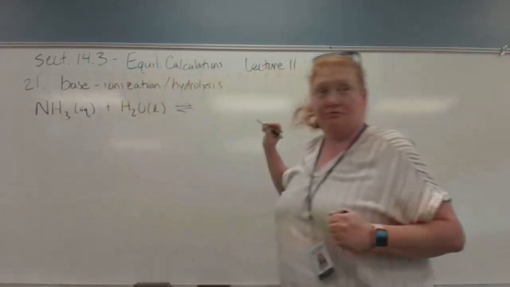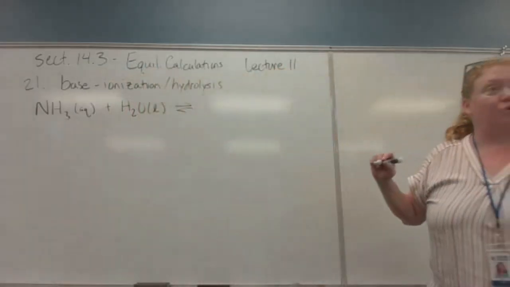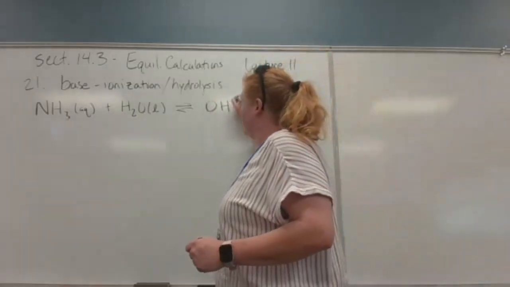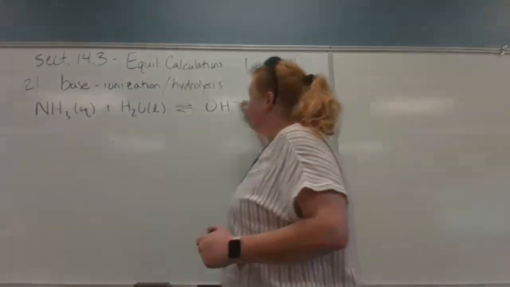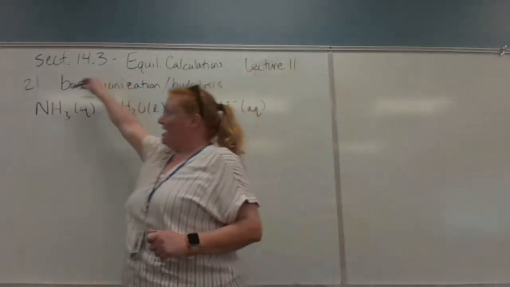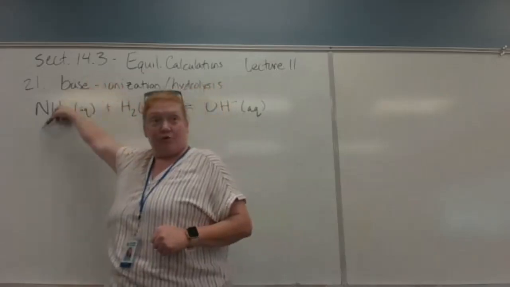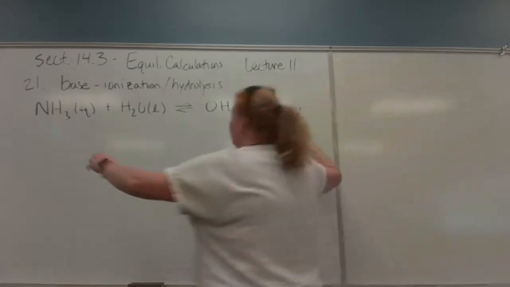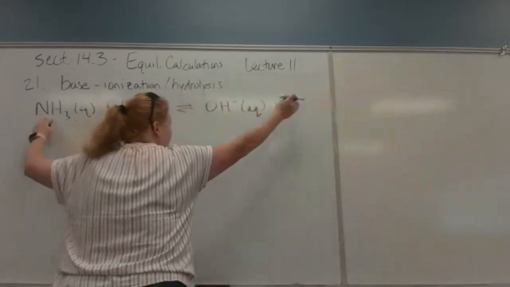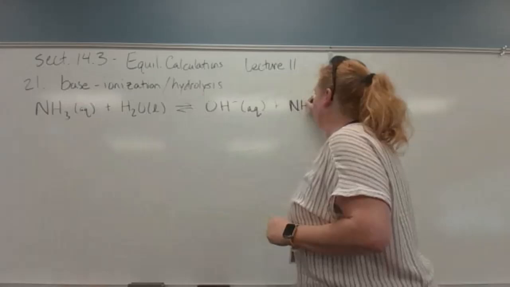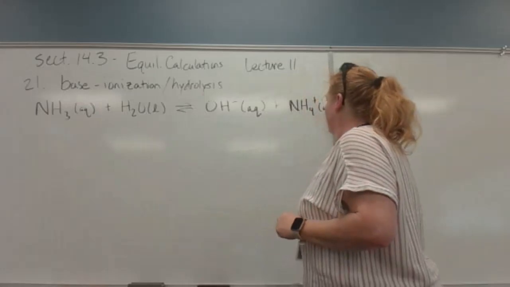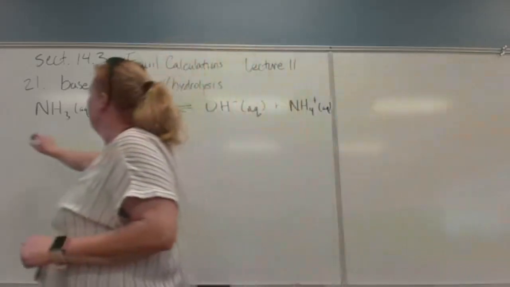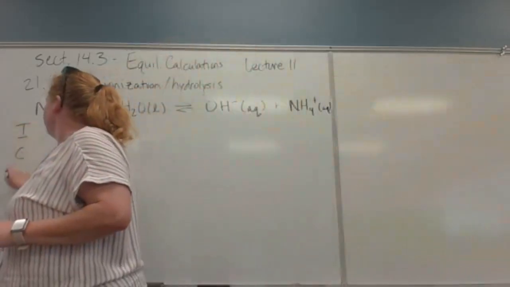These are the equilibria we're writing, which is the weak thing plus water makes, remember this is a base, what are we going to make? I know we're going to have a hydroxide ion, because the water is acting as the acid and it's donating a proton to the base. So what is the conjugate acid of NH3? NH4 plus. Very good. Ammonium and ammonia.